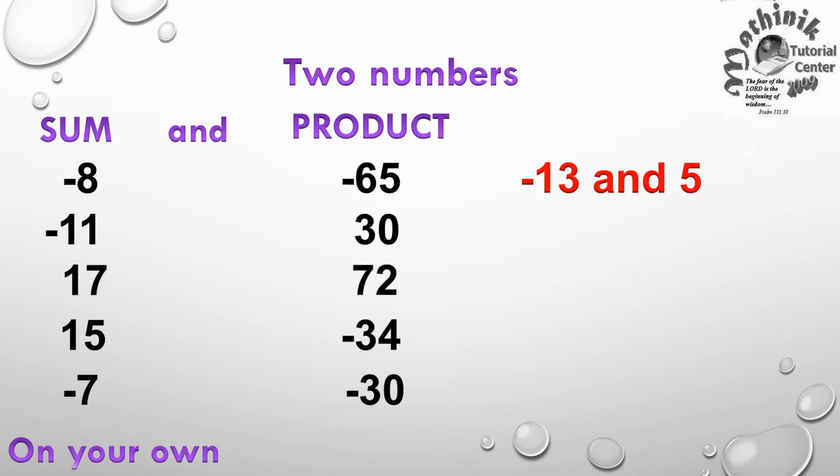So what are the two numbers? Negative 5 and negative 6, or negative 6 and negative 5. Negative 5 plus negative 6 is negative 11. Negative 5 times negative 6 is positive 30. Let's proceed to the next. You have 15 seconds. Sum is 17. Product is 72. Go.